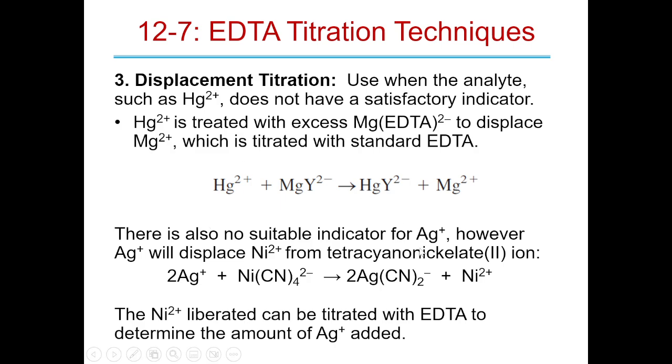There's also no suitable indicator for silver. However, the silver will displace nickel from the chelating agent, the tetracyanonickelate ion. If we add the tetracyanonickelate ion, 2 silvers will replace each nickel, and then we can titrate the nickel with EDTA using the nickel's indicator, and that will give us the amount of silver. Well, it'll give us half the amount of the silver. It'll give us a stoichiometric amount of the silver, right? Okay.